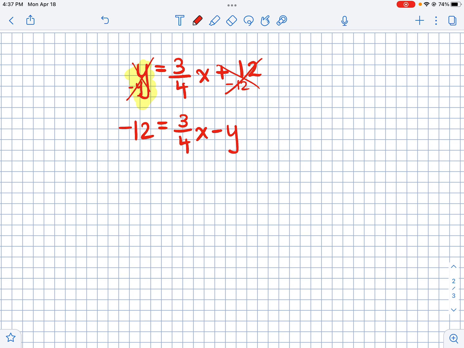It's good to go. If you prefer to have it like 3 over 4x minus y equals negative 12, you can write it like that. It's the same thing, doesn't matter. It's like saying 3 equals 3 is the same thing as saying 3 equals 3. You can move things, doesn't matter. Okay, cool. That's a bad example.